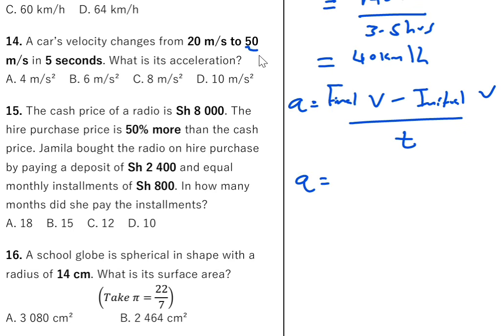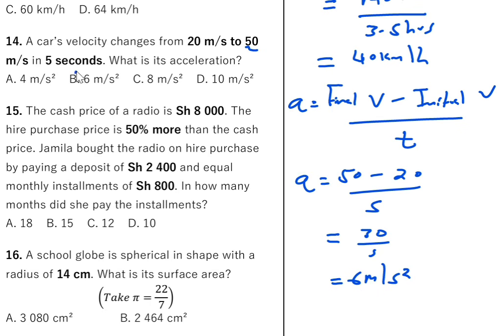So acceleration will be the final velocity. You can see it has changed from 20 to 50. So it is 50 meters per second minus initial, it is 20, over the time taken, you can see it is 5 seconds. So 50 minus 20 is 30. 30 divided by 5, I can see it is 6 meters per second square. So the acceleration is 6 meters per second square. Therefore, the answer is B.